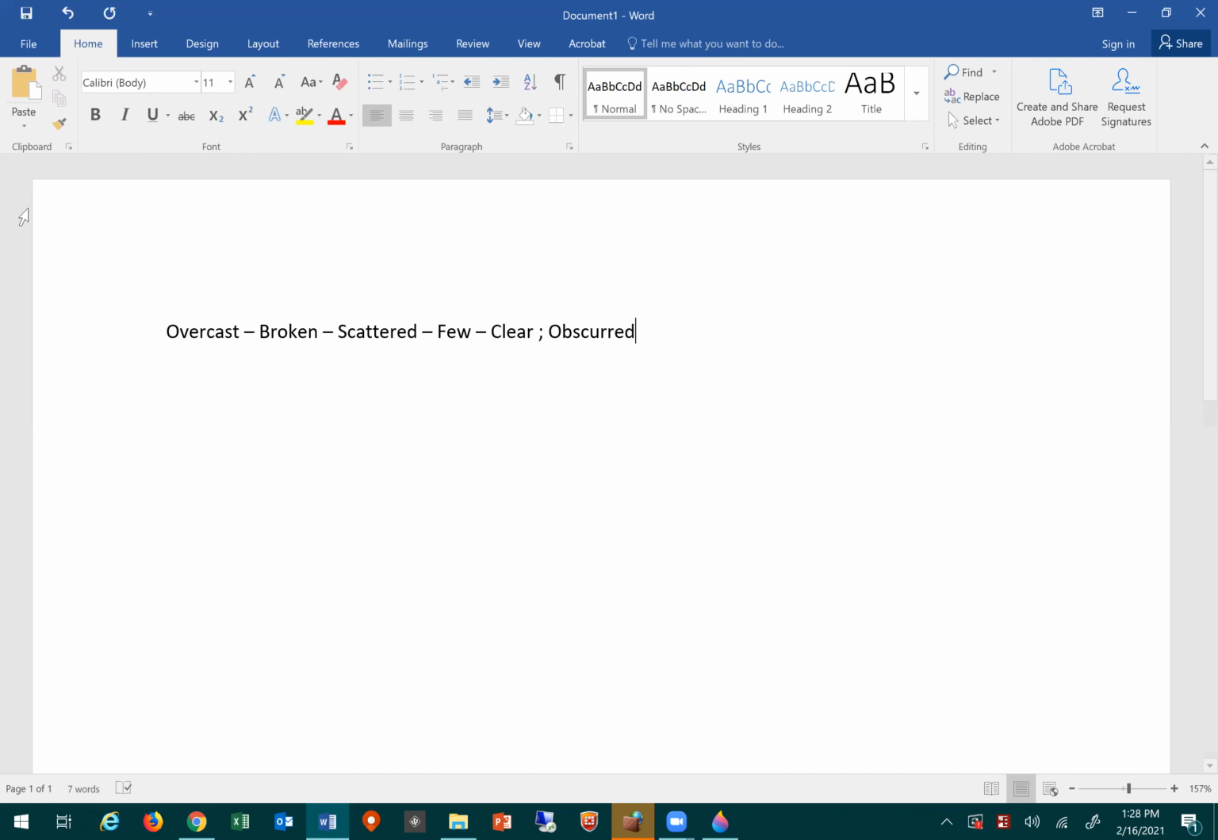And then clear. Those are the words that are going to be used, especially in something we call the METAR, which is a meteorological airway report. It'll give you those words, and I'll show you that in a second. But for now, that's just what you need to know, those five words, and then obscured. So those are the things that obscure. I suppose smoke could obscure the sky. Whatever says you can't see it, that's going to be the case.